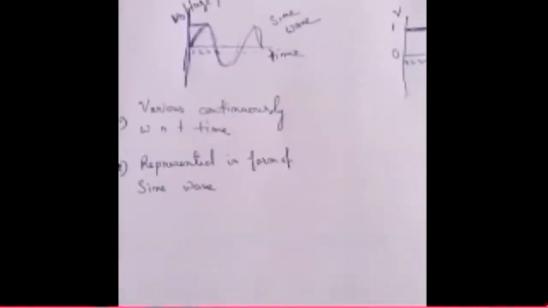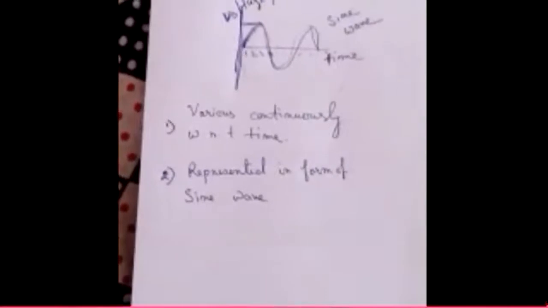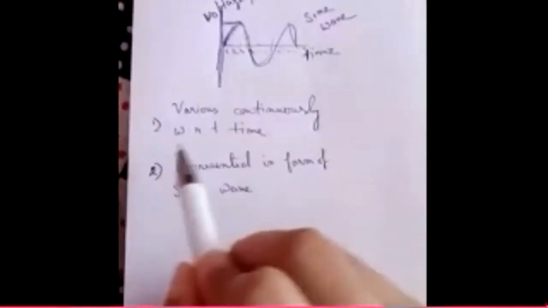It varies continuously with time. This is the first difference. Varies continuously with respect to time. But in a discrete, digital signal, it doesn't vary. It only deals with two values, that is 0 or 1.